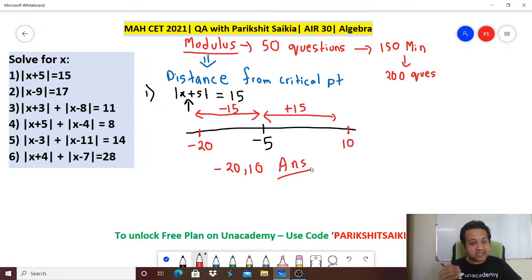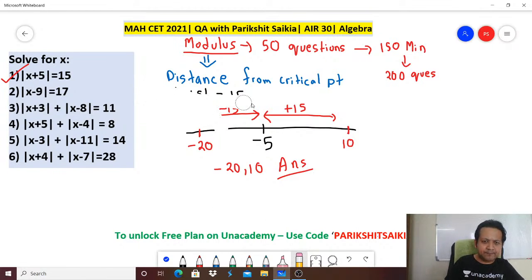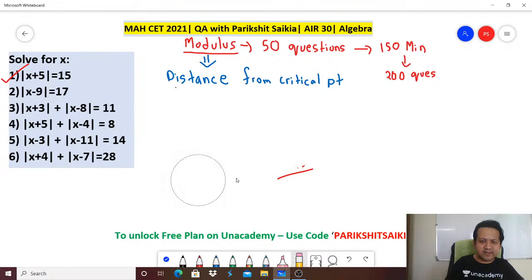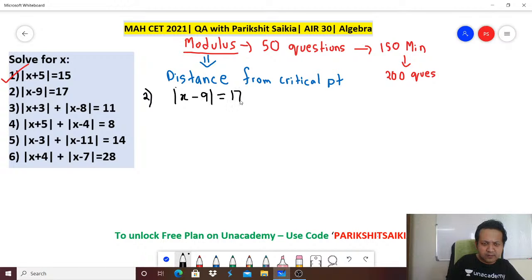Do you get it? See, if you are able to solve it this way, trust me, any complicated sum that arises can be solved very easily. So remember, modulus is the distance from the critical point. The first one, you already got it. Let's look at the second question now. Again, it is for practice. The first two are very easy. Actual questions start from question number 3 onwards.